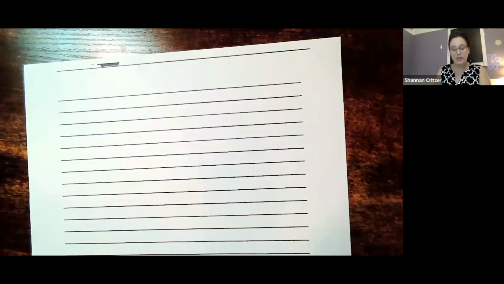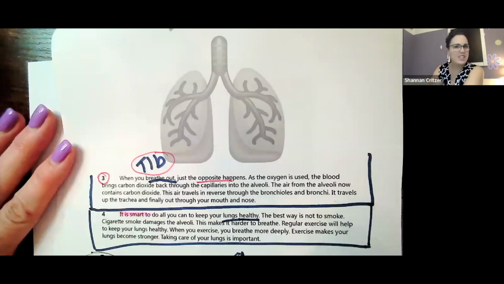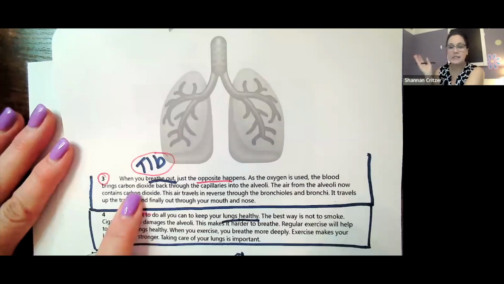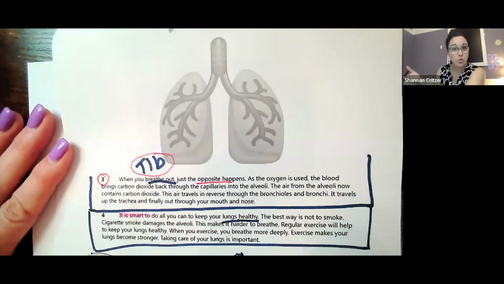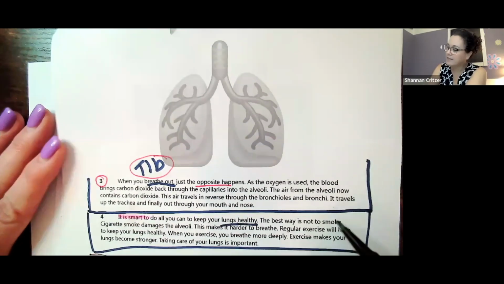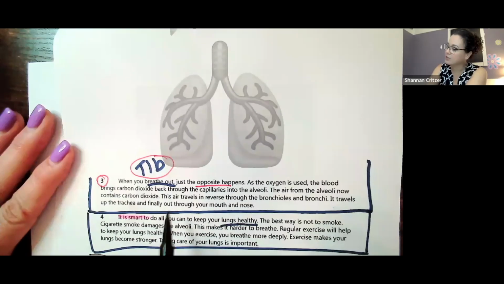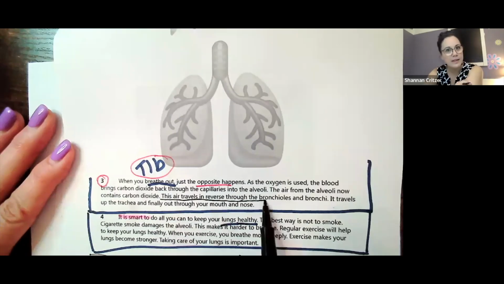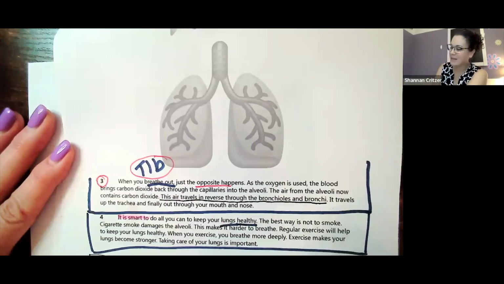Okay, I want us to just practice quoting. So we're going to look at a couple of different paragraphs. Will you turn to paragraph 3 in the human lungs? We're just going to pick any sentence, doesn't matter. We're just going to practice quotes, okay? I want to pick this sentence right here. This air travels in reverse through the bronchioles and bronchi. Why am I continuing to pick all the hard words to spell, right?